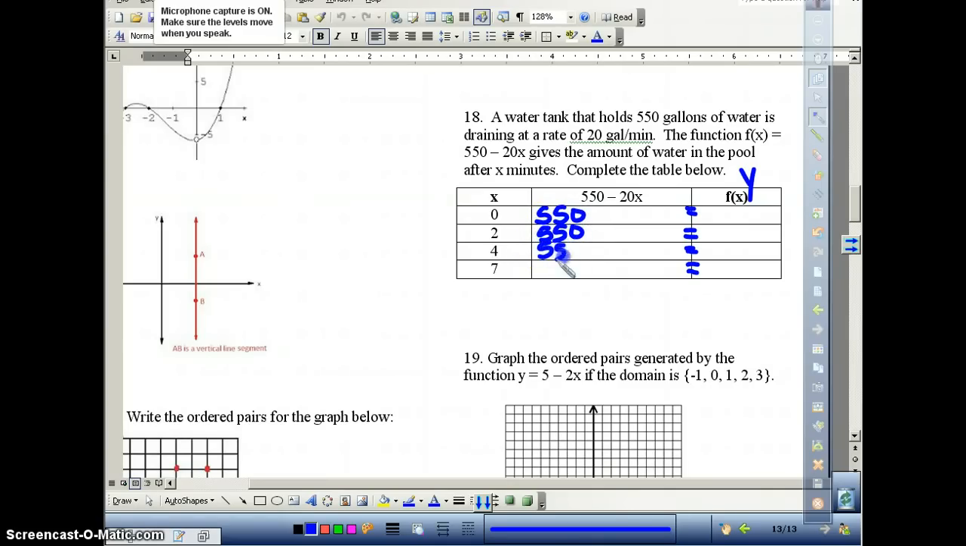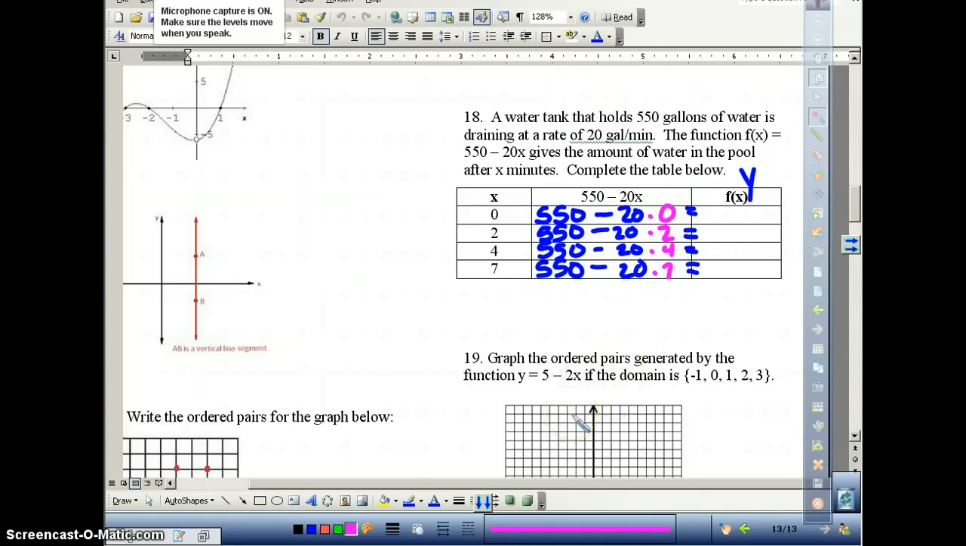550. Then what's going to come next? Minus. Then what comes next? 20. 20 next to x means we're going to do what? Multiply by what? Your x values, yeah.